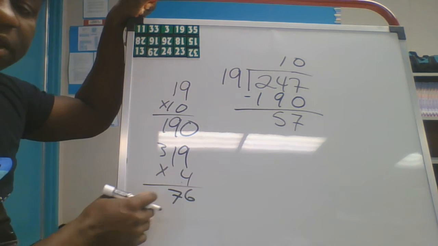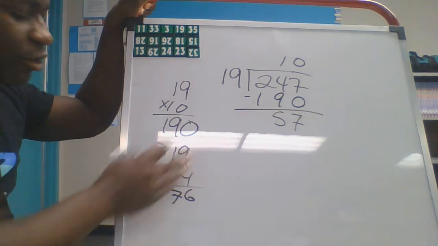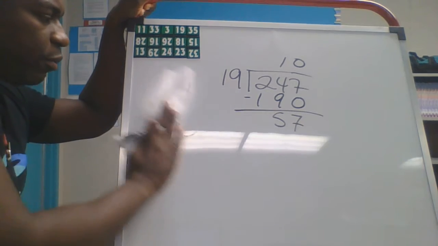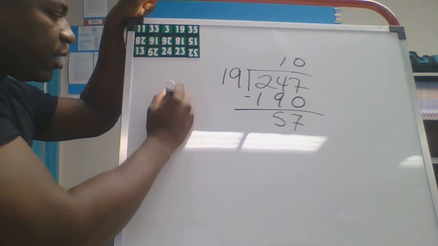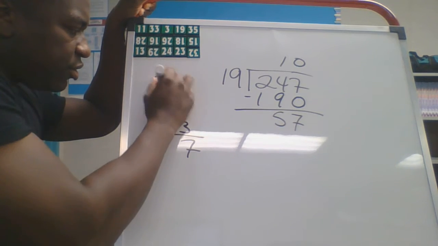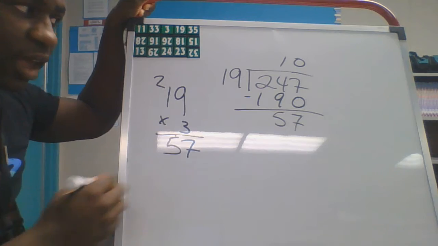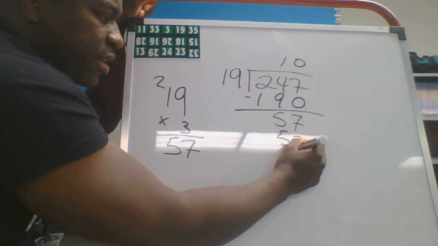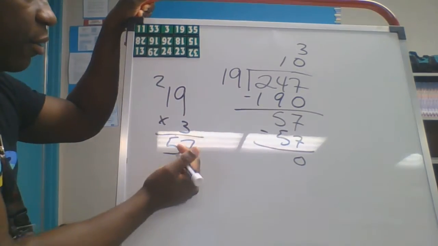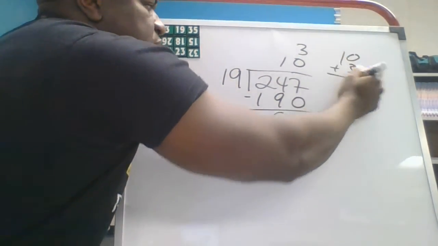Oh, this is too big. So this won't work because the number is larger than what we have remaining. So we can't use this. So let's try a different number. Since 4 was too big, let's try 3. 19 times 3 gives me 7. Okay, carry the 2. 3 times 1 is 3 plus 2, 57. Okay, and that's what we needed here. So 57. Okay, perfect. So 10 plus 3 gives us 13.